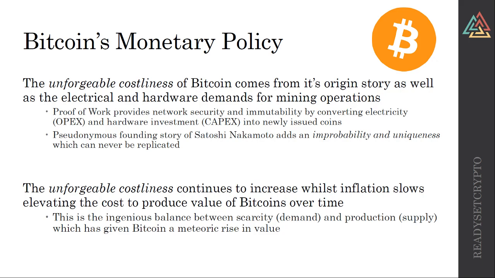And it's this ingenious balance between scarcity on the demand side, because the monetary policy gives hodlers and people who want to make that investment a reason to be the demand, and the production side, who are continually putting in that unforgeable costliness, and they see the demand increasing but the scarcity going up. So therefore, the asset goes up in price, and there's this ingenious balance between demand and supply.